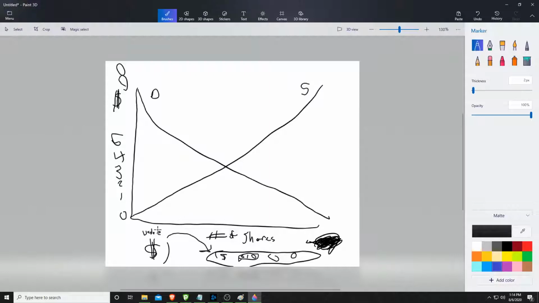So, back to this graph. This is the supply curve and this is the demand curve. What this is simply saying is that as the supply in a market increases, the demand tends to decrease. So if the number of shares is very high, the demand for that share, at this number of shares.